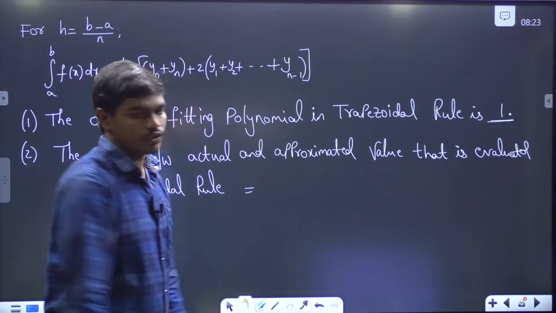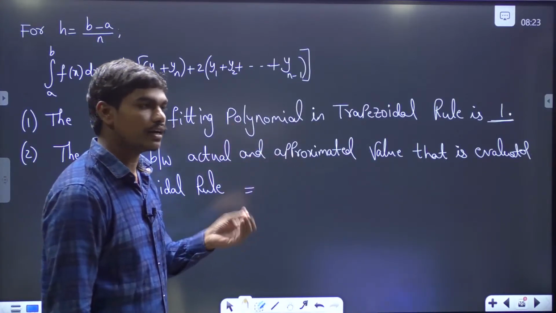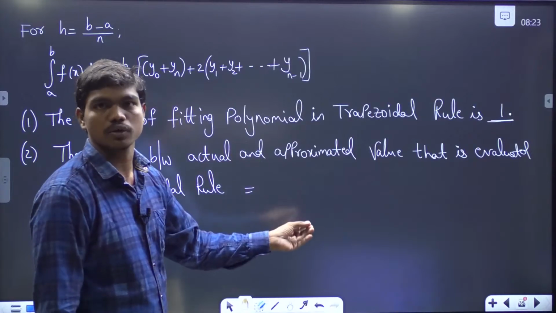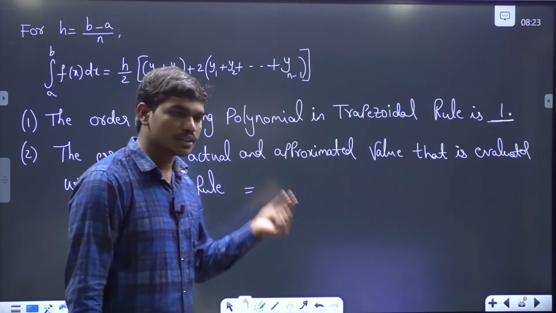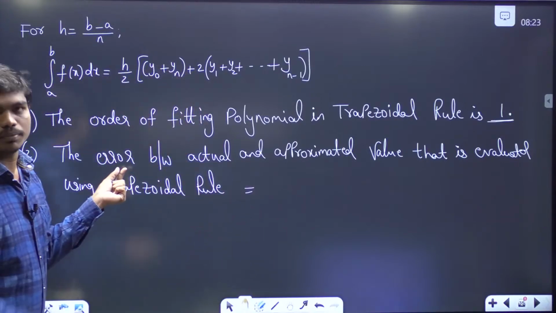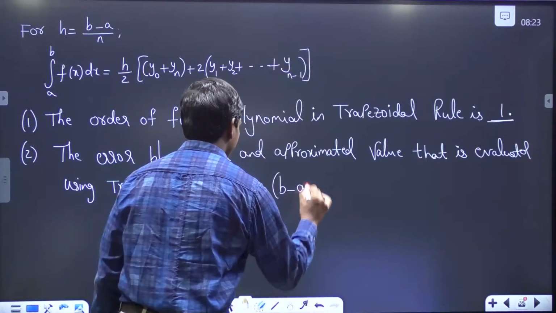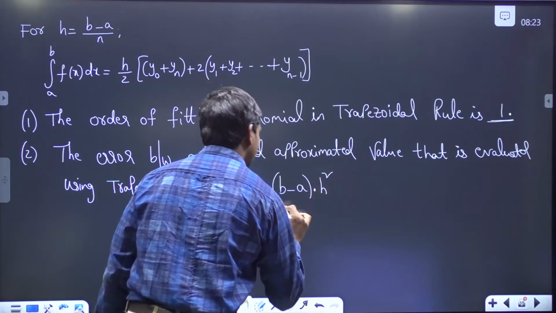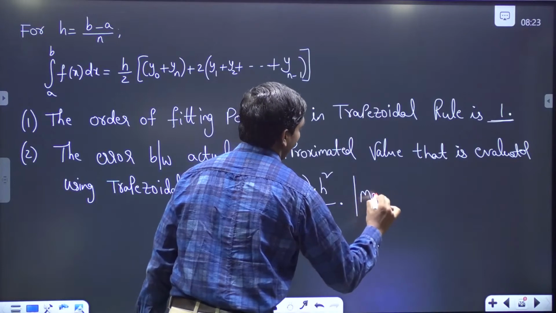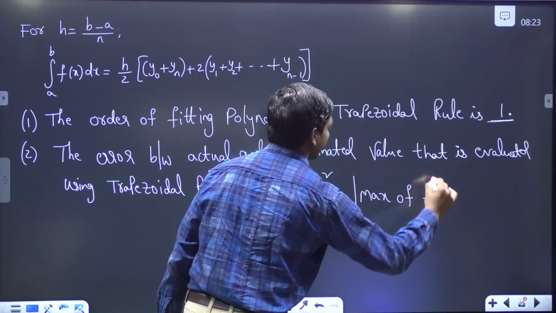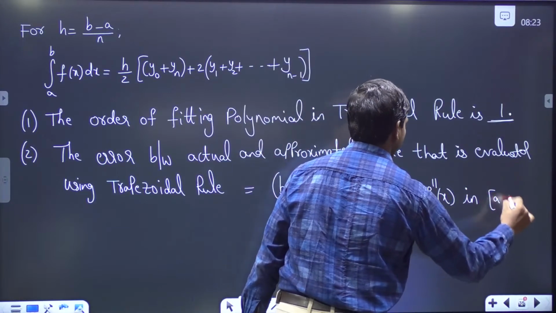Generally if you have an integration with a given integrand f of x and limits a to b, you can calculate the integration analytically, but also you can evaluate the integral using the trapezoidal rule. And you know, numerical iterations generally give approximate values but not the exact values, so there will be some change, as we talked yesterday in the beginning of this chapter. So this error is equal to (b minus a) into h square divided by 12 into the modulus of the maximum of f double dash of x in a comma b.